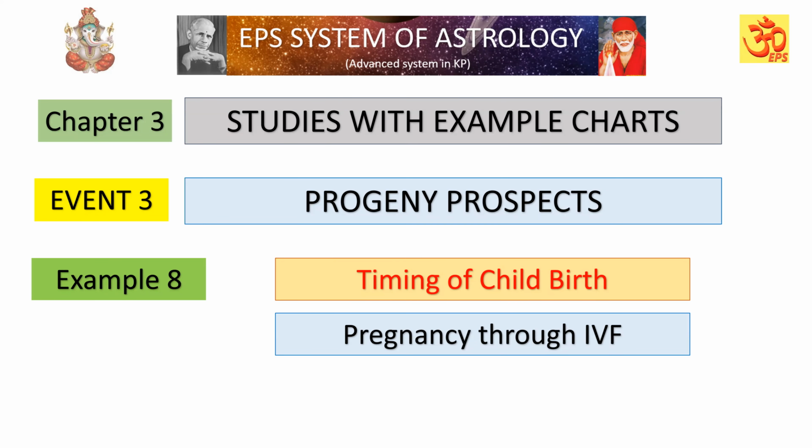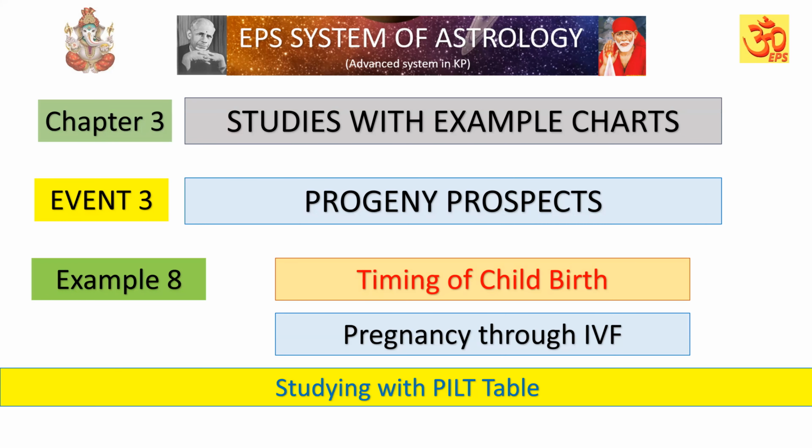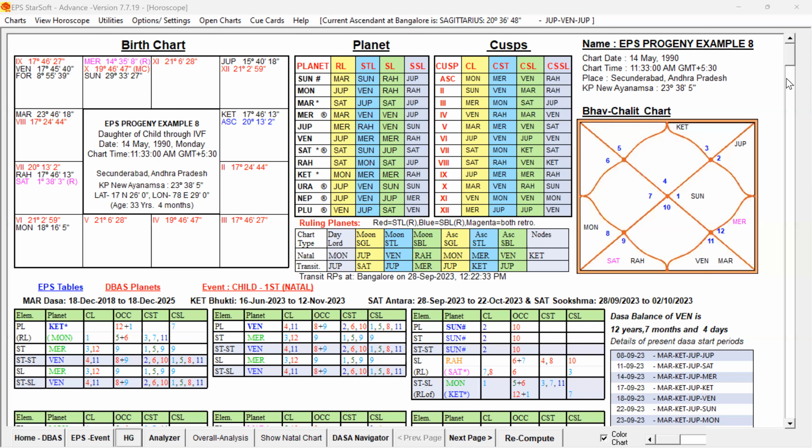Example number 8, timing of childbirth, pregnancy through IVF. In this video, we are going to study with the PILT table. Now let us examine the birth chart with the help of the PILT table. This is the birth chart of that female native. Now let us examine the PILT table.